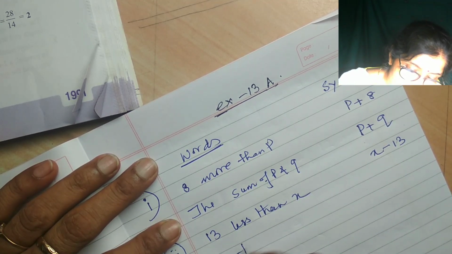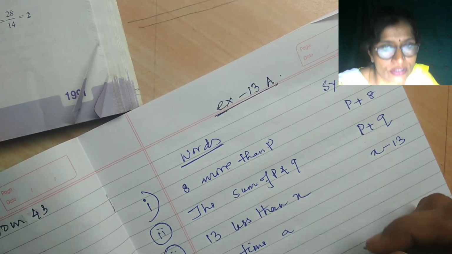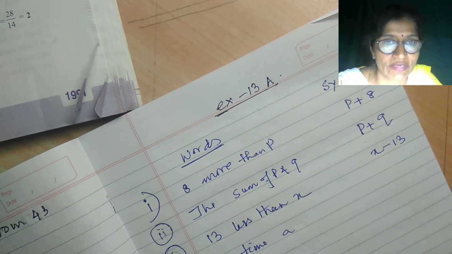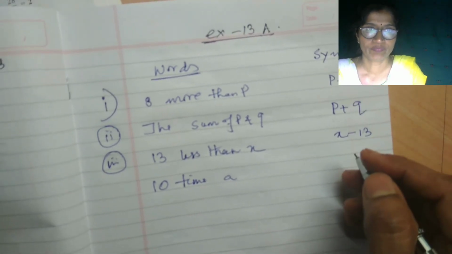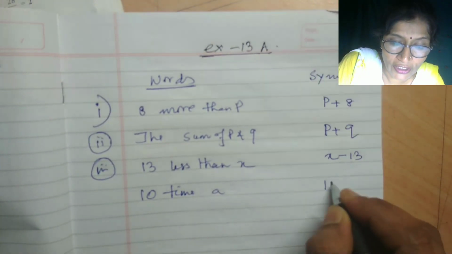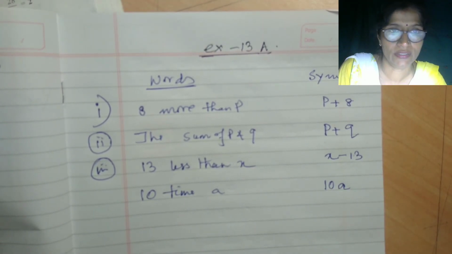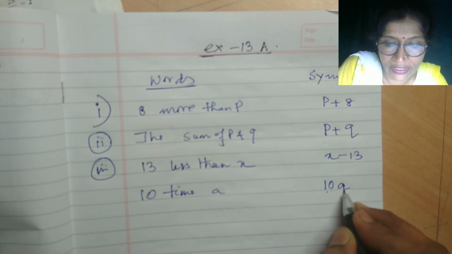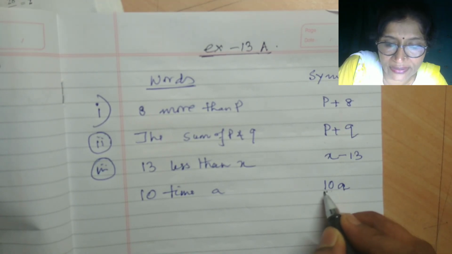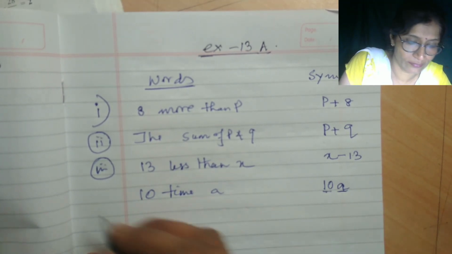Next is 10 times A. 10 times of 5 is how much? 10 into 5. So 10 times of A will be how much? It will be 10 into A. So I said you need not write the multiplication sign, you write 10A. In multiplication, don't give the sign of multiplication. You write another letter next to 10, that indicates 10 into A. Okay, so 10A.